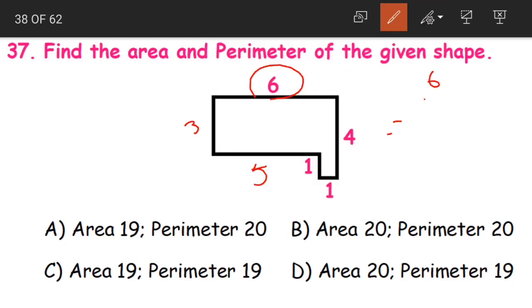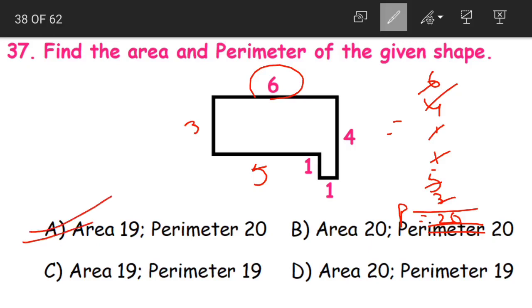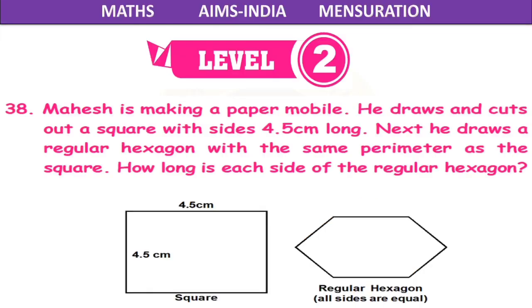We just need to add 6, 4, 1, 1, 5, 3. 6 plus 4, 10, 11, 12, 17 and 20. 20 is the perimeter of the given figure. And what is the area? How much did we get? We got 19 as the area of the entire figure. So option A becomes our correct answer. Area is 19, perimeter is 20.